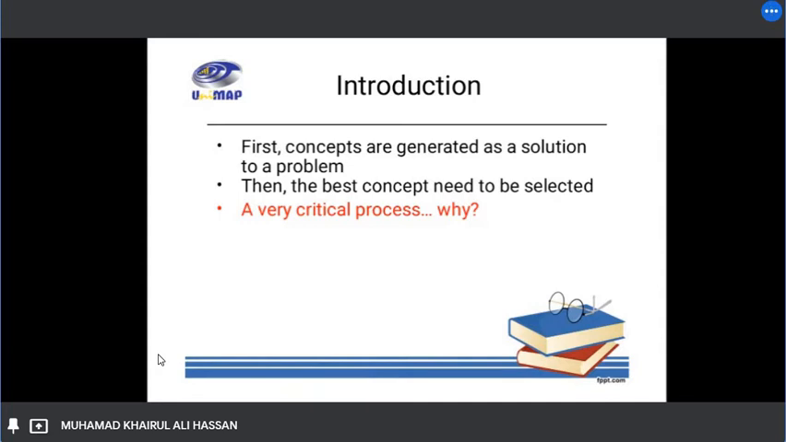Okay. First, concepts are generated as a solution to a problem. Then the best concept needs to be selected, as I told you before. To select the best one is a very critical process, because if we select the wrong concept, maybe the output or the quality that we produce is not good. Maybe there will be some problems in terms of quality, cost, many things. So we need to determine the best concept based on a few criteria that we will discuss later.